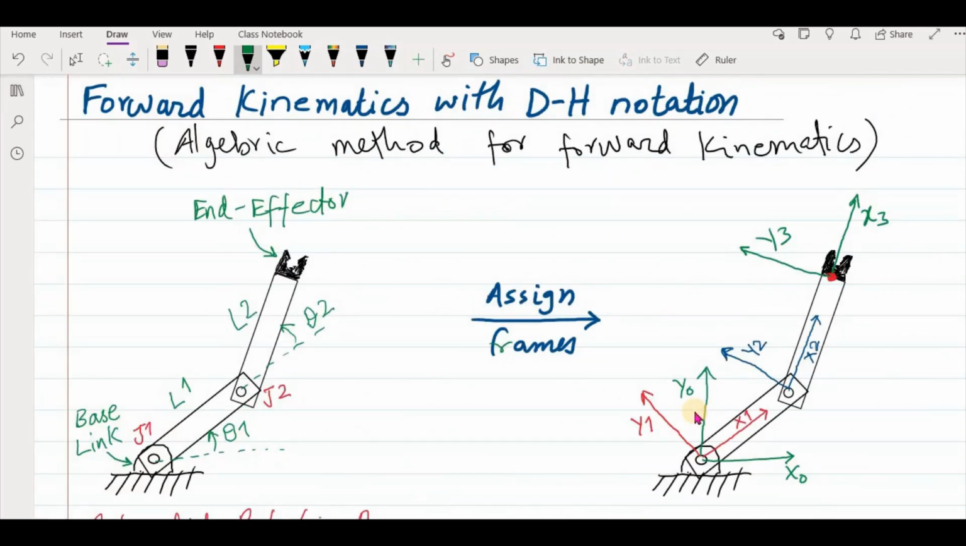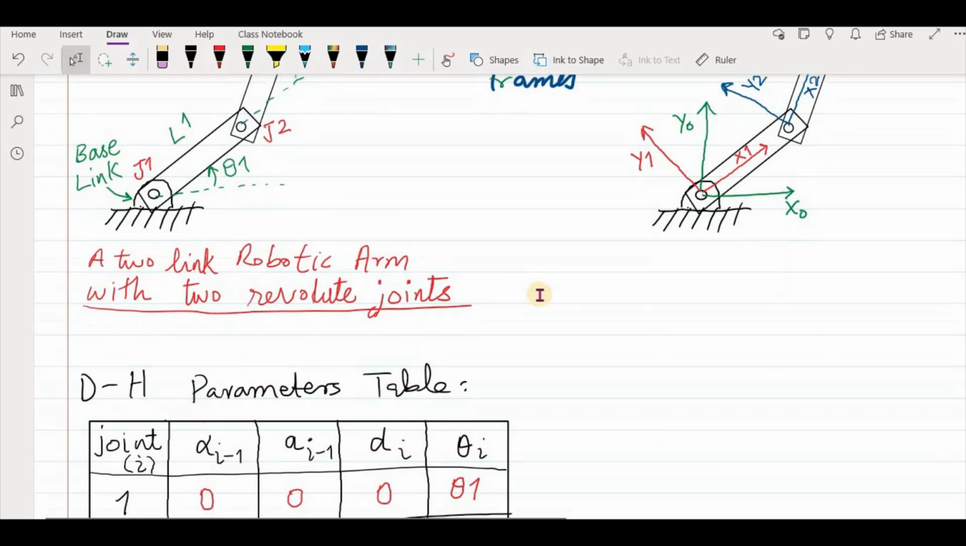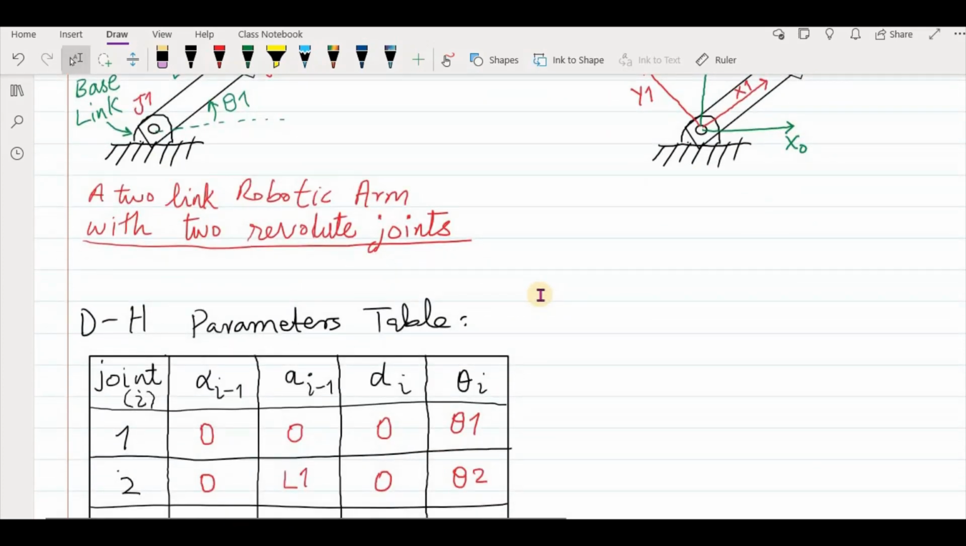Okay, so once we have these parameters, for example, we can find the transformation from frame 3 to frame 2, then frame 2 to frame 1, and finally frame 1 to frame 0, which is our reference frame. So for that we need the parameters. So let's see how we calculate the parameters.